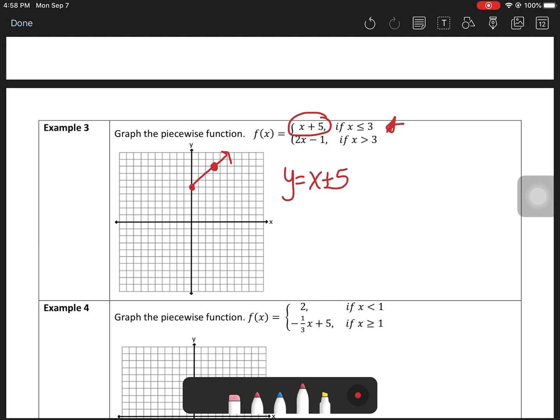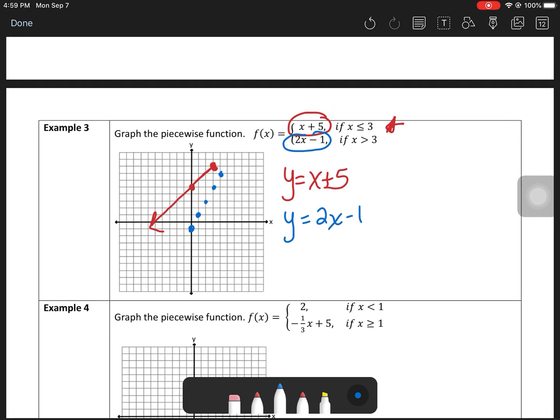And it's less than or equal to, so it's a filled in circle, and it's less than, so it's everything to the left. So from 3 to the right, we will erase because we don't want anything to go to the right. The second part of the function, f of x is equal to 2x minus 1, or y equals mx plus b, we can start at negative 1 and go up 2 and over 1 for our slope.